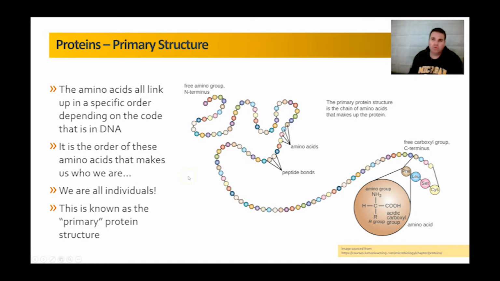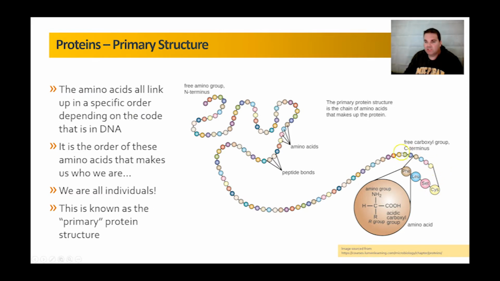You don't have to know all the process around transcription and translation and codons and everything like that, which if you're doing Year 12 biology you might have covered. For the purpose of Year 12 chemistry, what we're looking at here is simply how they link up together via that condensation reaction, which is what makes what we call the primary structure.